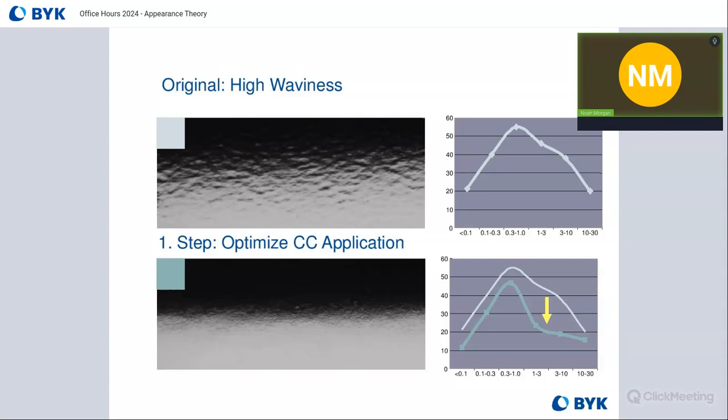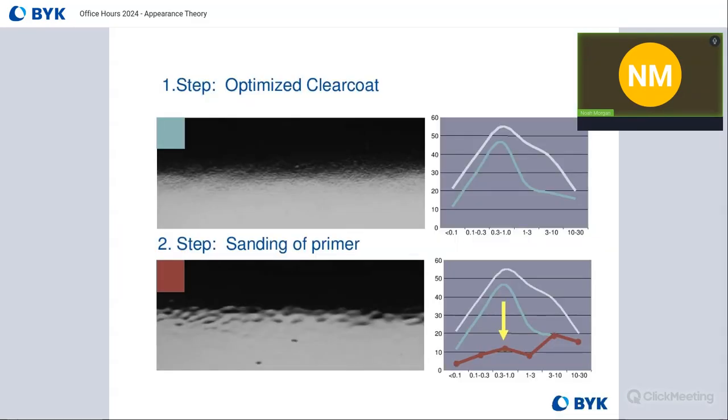So we see that there's less orange peel. So it looks better, but it's still a little rough. It looks a little sandy almost. We can see on the right side how that structure spectrum curve changes after optimizing that clear coat. So we bring those long waves down very low. So after we did the optimization of the clear coat, we want to make that look better than what it is now. We still want to improve it.